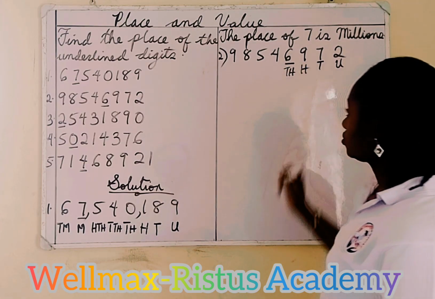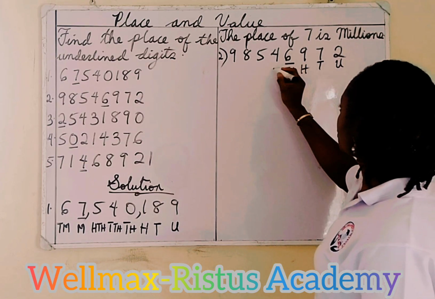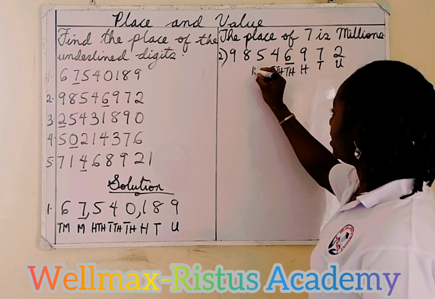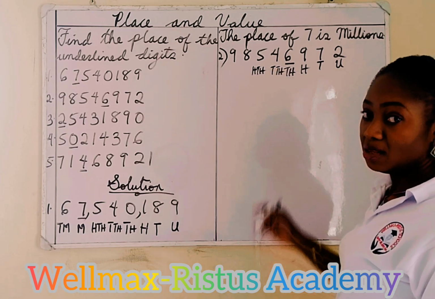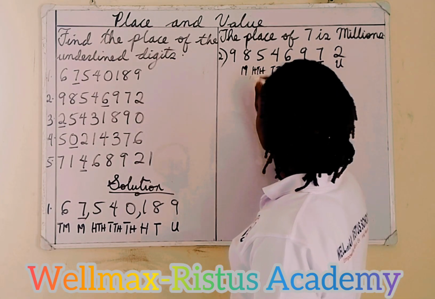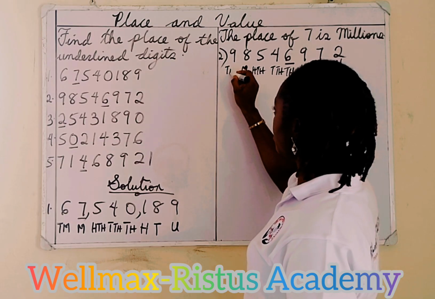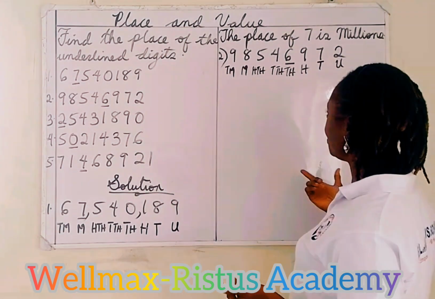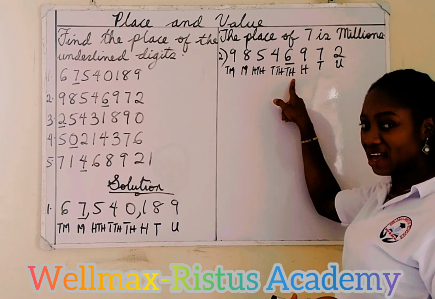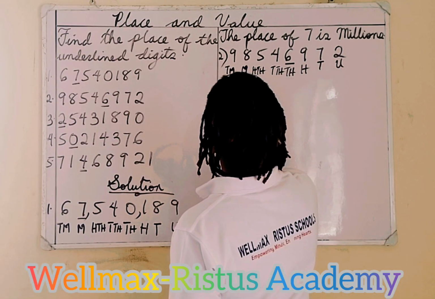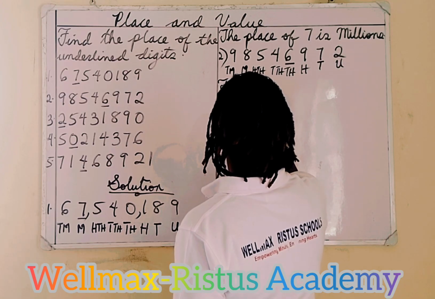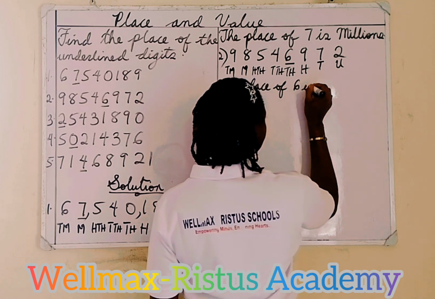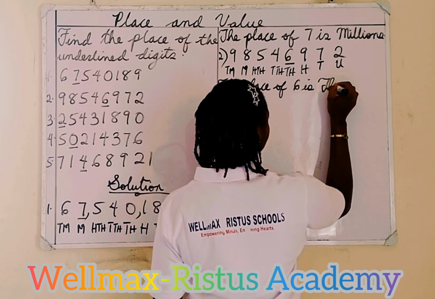1000. The place of 4 is what? 10,000. And the place of 5 is 100,000. And the place of 8 is million. And the place of 9 is 10 million. So what is the place of 6? The place of 6 is 1000. And on the right, the place of the digit 6 is thousands.